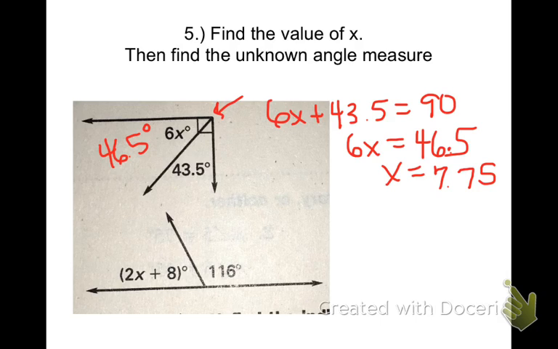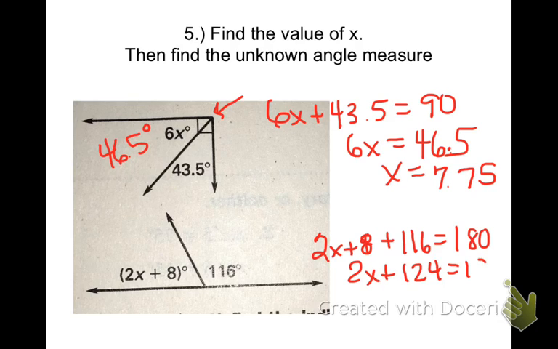For this one, these two must total to 180 because they form a straight line. So I can add some like terms here and get 2x plus 124 equals 180. Subtract 124 from both sides to get 2x is equal to 56. Divide by 2 to get x is equal to 28, and then substitute it back in.